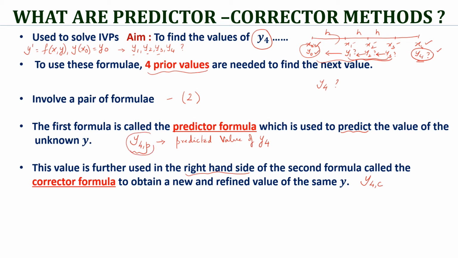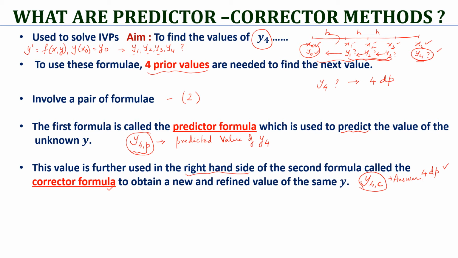You are using this value in the right hand side of the corrector formula, and then you obtain a new value for y4, which is called y4c. Now, if the predicted value and the corrected value agree exactly up to the required number of decimal places, say 4 decimal places, so suppose y4p and y4c agree up to 4 decimal places, then we shall conclude this as our answer and say the y4 value is nothing but y4c.